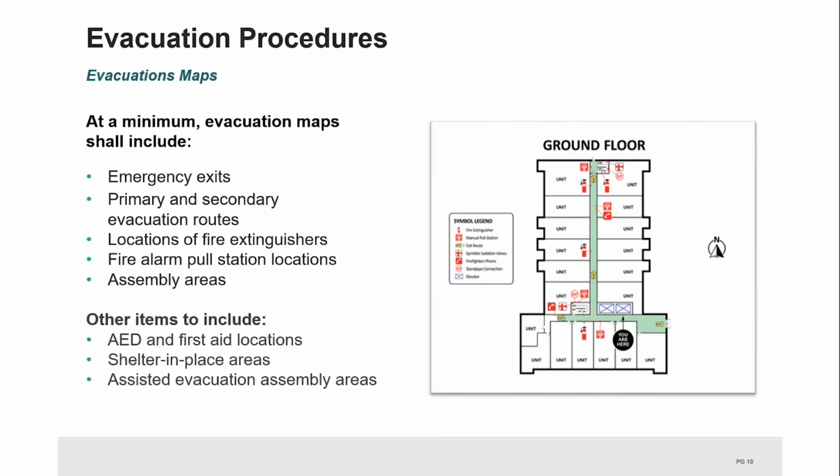An EAP includes evacuation maps. The following information is the minimum noted on these maps: emergency exits, primary and secondary evacuation routes, location of fire extinguishers, fire alarm pull station locations, and assembly areas where a head count can be conducted.